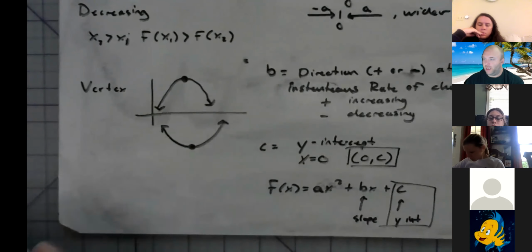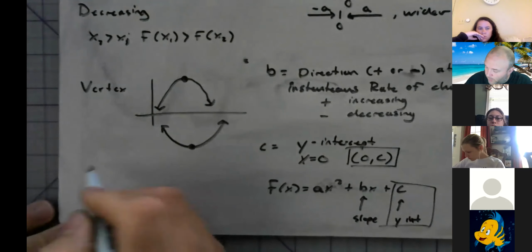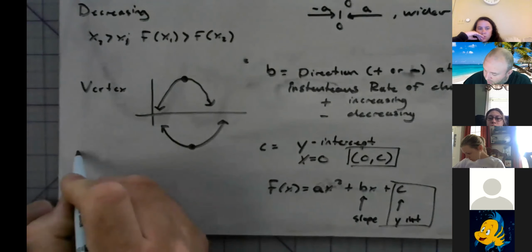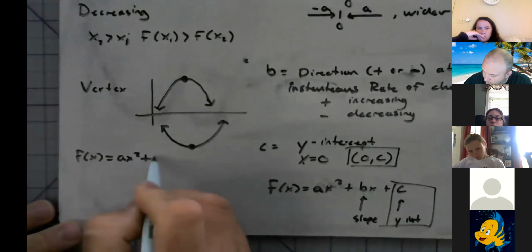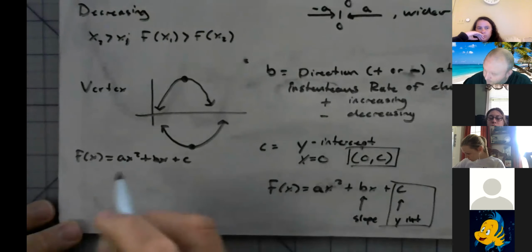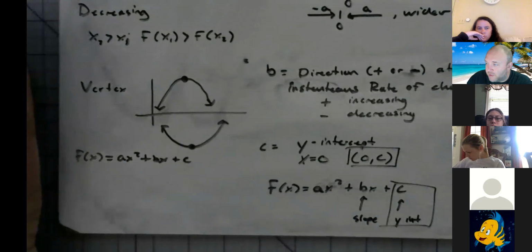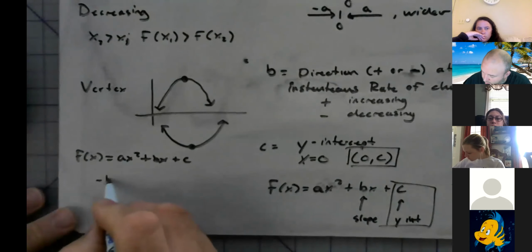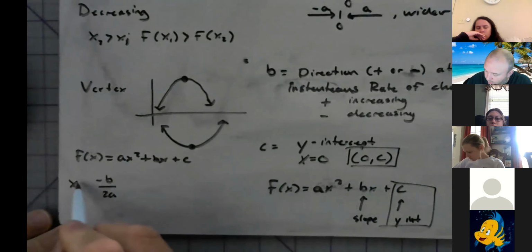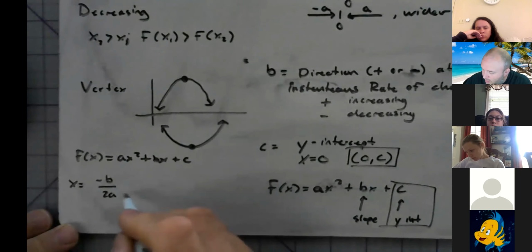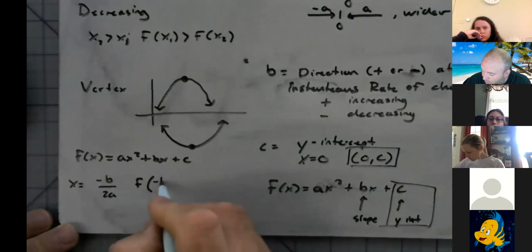Okay. Now with the vertex, you've got 2 other types of equations that you can bring into the fold. I'm going to start with the basic f of x equal to ax squared plus bx plus c. Your vertex can be given by negative b over 2a. That is the x value of your vertex. Okay. Your output would be based upon that negative b over 2a.